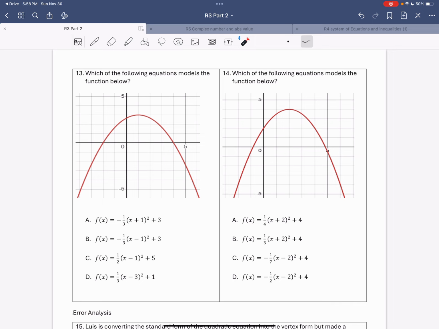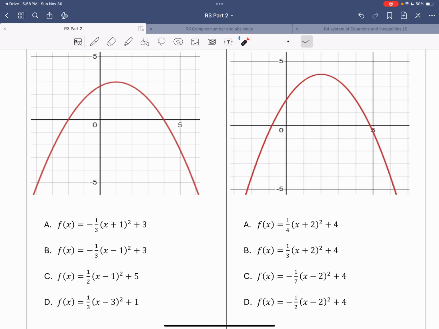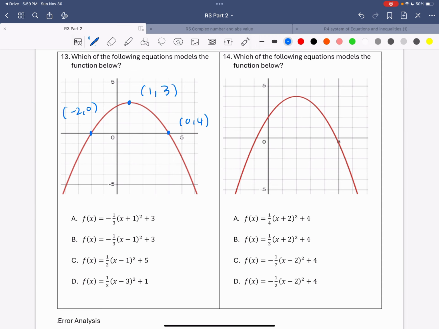Which of the following equations models the function below? So we want to find something that looks very similar to this. When you do this type of question, I strongly recommend you find the vertex first and one or two of the other points. So my vertex in this case is going to be 1, comma 3. And I'm going to choose one more point, 0, comma 4, and then negative 2, comma 0. You can choose other points as well if you want, but I think that's the only point that we can really choose, and see which one of these has that point.